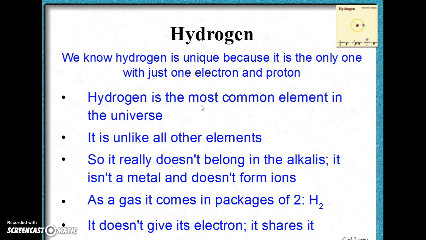Hydrogen really doesn't belong with any other group in the periodic table because it is unlike all other elements. Even though we list it with group 1 because it has a valence of +1, it really doesn't belong with the alkalis. It's not a metal, it's a gas. It doesn't form ions, it forms molecules. All the alkalis are different. And as a gas, it comes in packages of 2. We're familiar with the formula H2. It is a diatomic gas. Hydrogen does not give away its electron like the alkalis. It shares its electron in what we'll call a covalent bond.